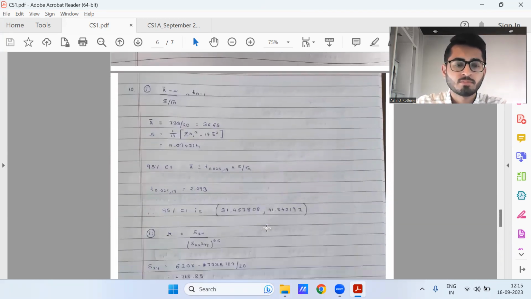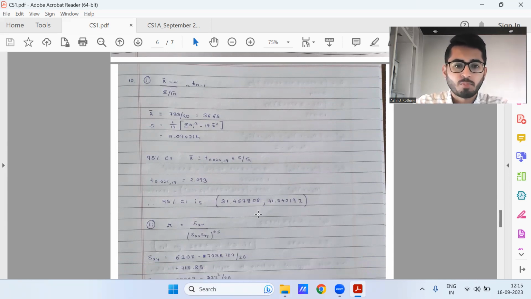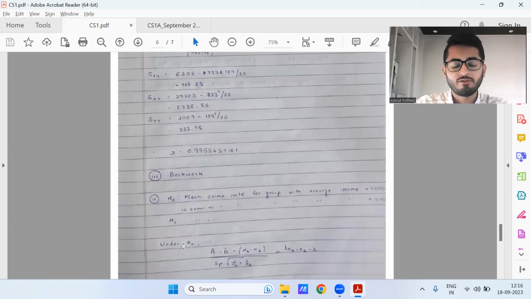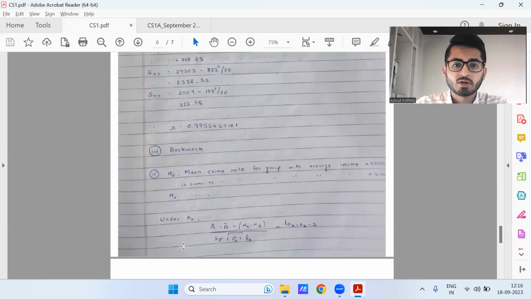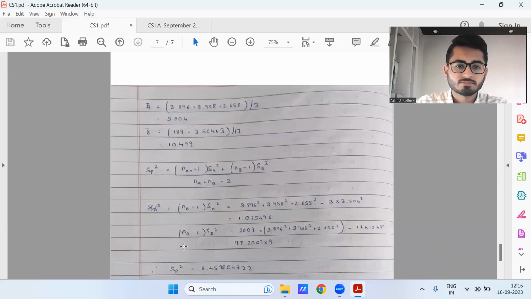Finally, question number 10. Part 1 was again pretty straightforward, yet some of you did make certain calculation errors. So this is what I'm getting. Part 2, computation of R. R is again coming out to be extremely close to 1. Part 3 is bookwork. Part 4 was, I will not say different, but still some of you made errors. Here we had to test the difference between the mean crime rates, whereas some of you found the difference between the income rate, which was not intended. So this is the solution.